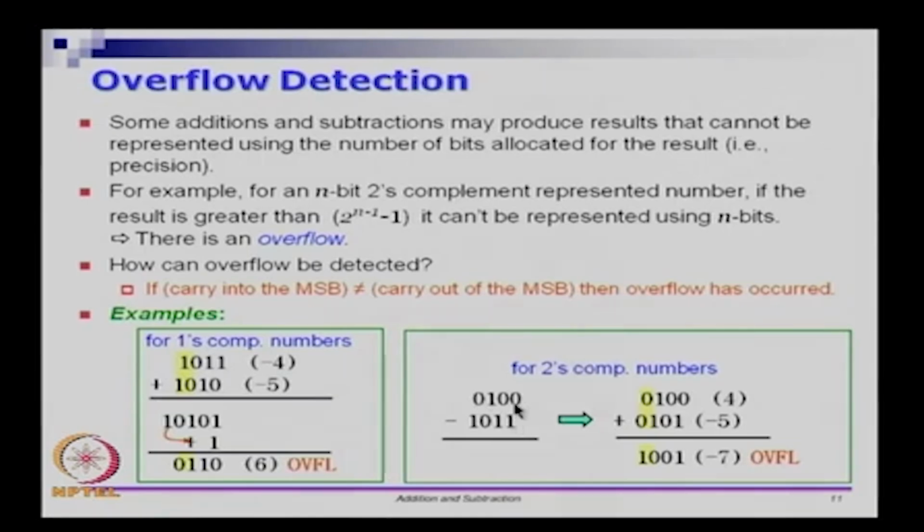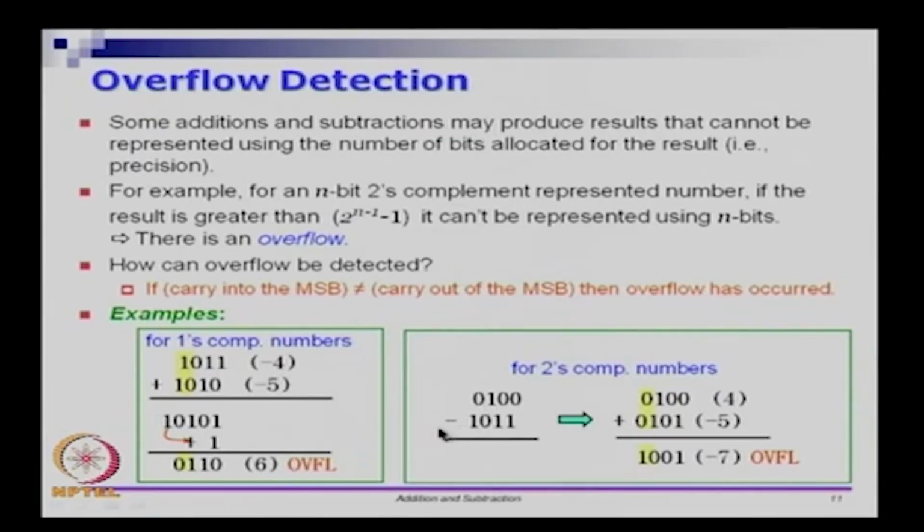So, 0 1 0 0 minus 1 0 1 1. 0 1 0 0 is positive 4 and 1 0 1 1 is negative 5. I want to subtract negative 5 from positive 4. So, the result is actually 9. 4 minus minus 5 is 9. We know that it cannot be represented using 4 bits. Let us see how this is detected.